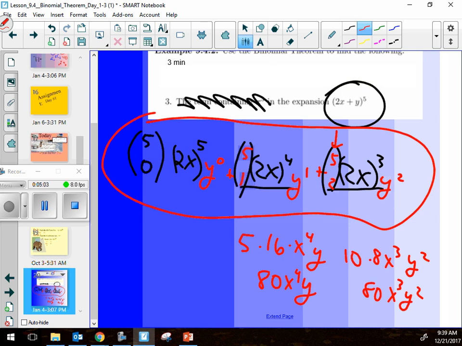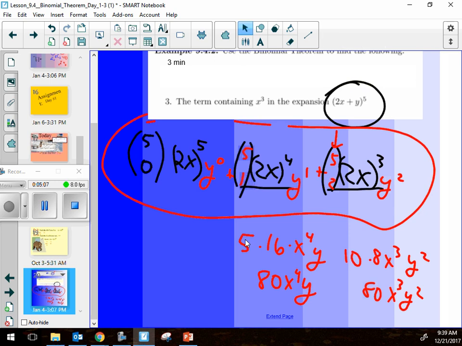And now, if you look back at the question they originally asked, do you see it says the term containing x to the third? Well, that's this one right here. You'd have to write out that as your answer. Does that make sense? All right, let's do one more expansion like this.